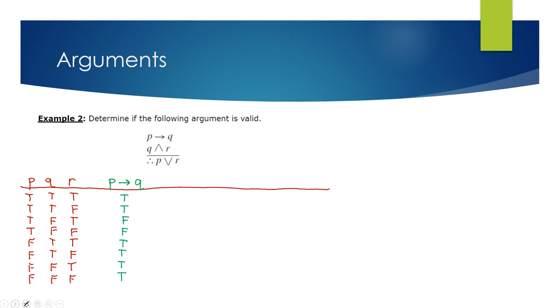Q and R is only going to be true if both Q and R are true. It's going to be false otherwise. So the truth table for that looks like this. And then P or R is only going to be false if both of them are false. It's going to be true otherwise. So this is the truth table for that. So I have the two premises and the one conclusion mapped out on my truth table. Now I'm just going to focus on the instances where I have the fourth and fifth columns showing true statements in both of them. So I'm looking at these two.